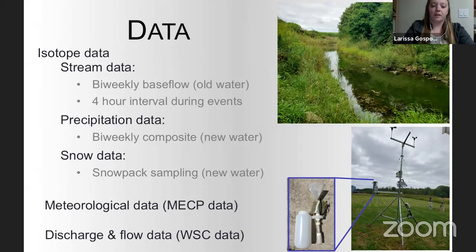So we obtained meteorological data from the Ministry of Environment, Conservation and Parks, which included temperature, humidity, precipitation. And on the bottom right, you see that station. So that's where our precipitation was collected. And it was shown in the previous slide by those yellow crosses. Lastly, we obtained discharge data from the Water Survey of Canada at each of the stream sampling locations.